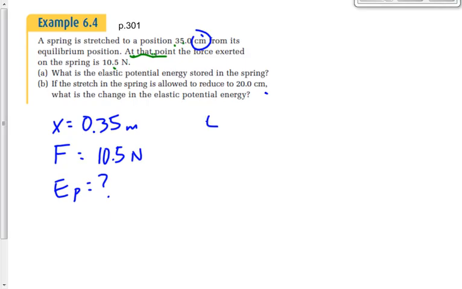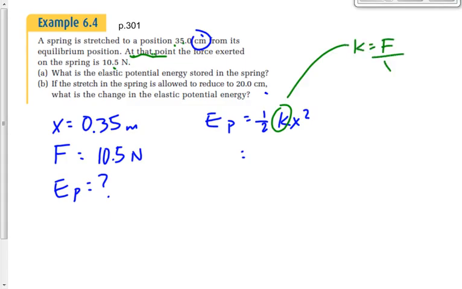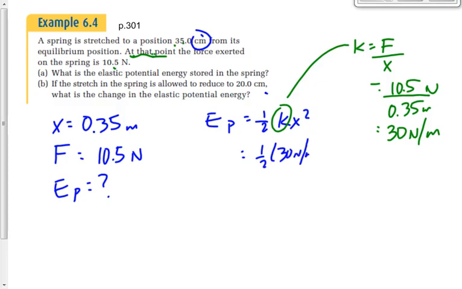Okay, we want to find potential energy by saying 1/2 kx squared. But we don't know what k is, so how do we find it? You guys got this, come on. Yes, using Hooke's law. k is equal to F over x. At that point, the force is 10.5 newtons. At that point, the displacement is 0.35 meters. We get a spring constant of 30 newtons per meter. So let's take that number and plug it in here. 1/2 of 30 newtons per meter times the displacement of 0.35. Don't forget to square that. And when we do that, we get 1.84. Let's put the unrounded number just in case, 1.8375 joules, or we should round it to 1.84 joules.